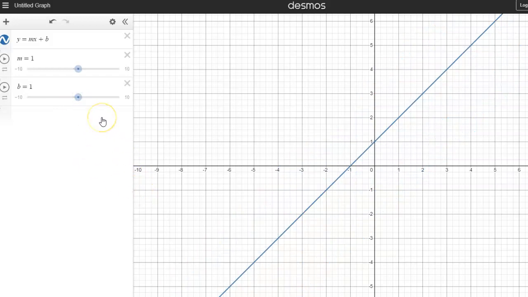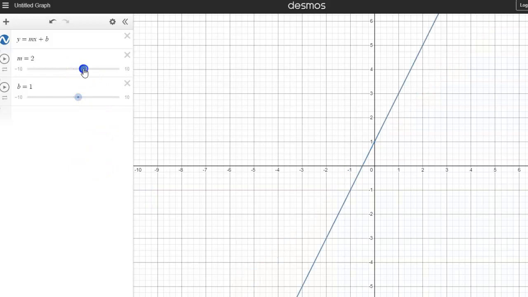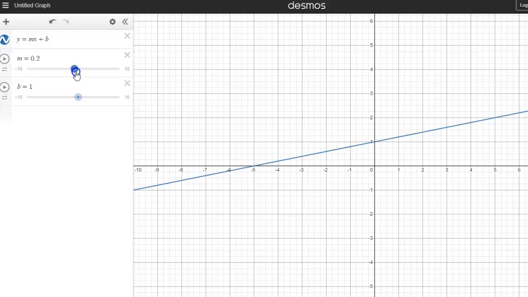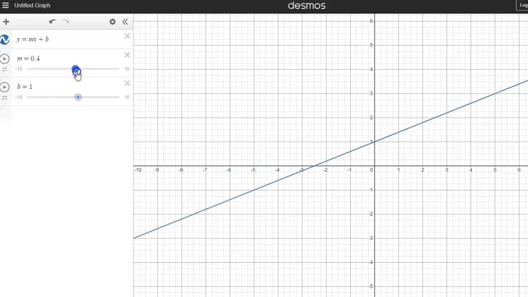Now, what does m do? M is the slope. You can see right now it's 1, but I can increase it. Oh, there's 2. Now as I go 1 unit in the x direction, I go 2 units up in the y direction, no matter which interval I'm talking about. If I start at 1, go to 2, then my y value increases by 2. You can see as m gets bigger and bigger, the slope gets steeper and steeper. Now I can also look at 0.3, 0.2. You can see it's getting shallower.